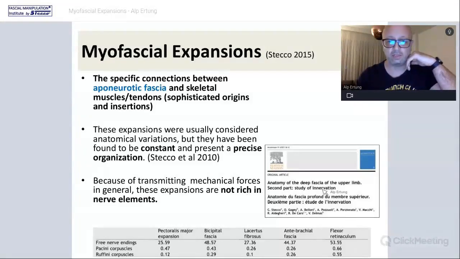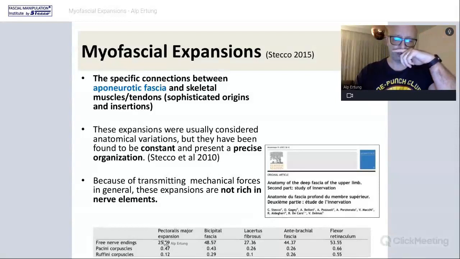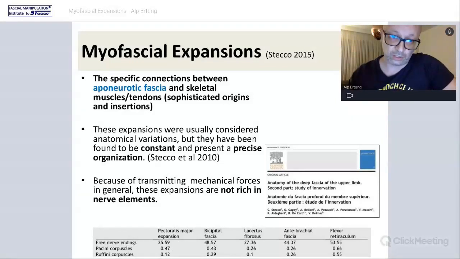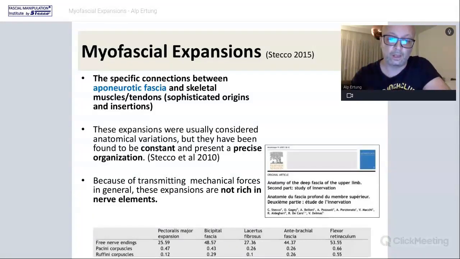As we can see, this is a really nice study from 2007, on the anatomy of the deep fascia of the upper limb, and the second part of the article is the study of innervation. These are the comparison of different fascial structures, and it's all about the innervation. We have two important myofascial expansion examples here: the pectoralis major expansion, which we will see in the slides later, and the lacertus fibrosus, the tendon of biceps, which is connecting to the antebrachial fascia.